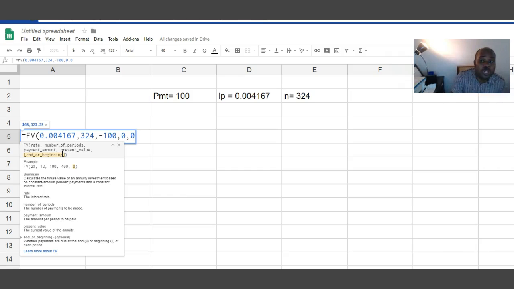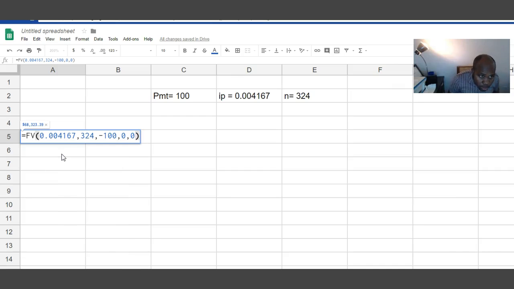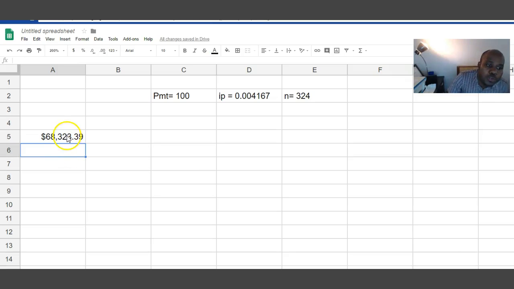If it's beginning of period, it would be 1. Okay, you would see the difference between end of period and beginning of period. This is the end of period, at the end of every month. So I didn't put it at the beginning of the period. So which means I'm going to close my parentheses. Excuse me. Let me close my parentheses. And then I should be good. Now, let me press enter. There it is. So the future value is going to be 68,322.39.